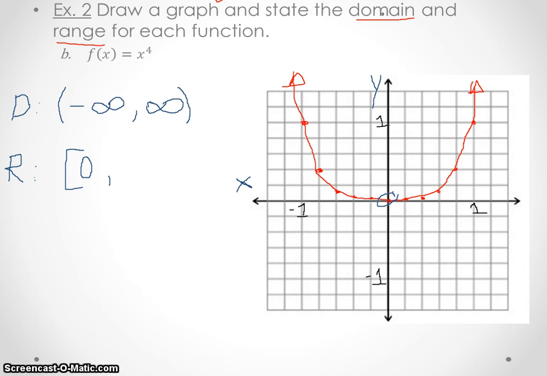Now here, since we have arrows, we're never going to stop. So up in the positive direction, we go to infinity. And remember, with infinity, we always just use a parenthesis. So there's our range for that one.